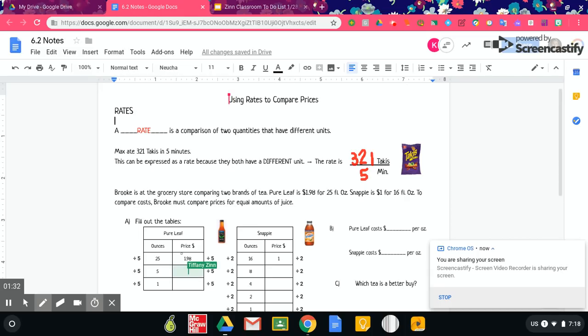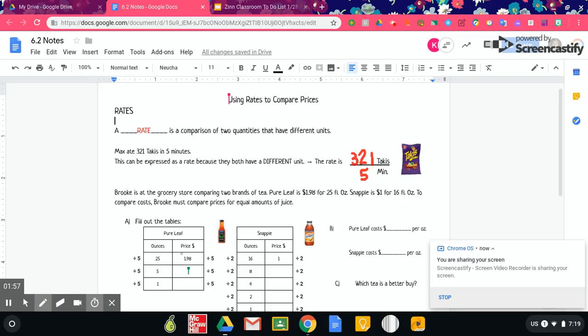So to fill out the table, I've already started it. You've got 25 ounces right here and then $1.98 right here. The easiest way to break it down to get 25 to 1 is to keep dividing it by 5. So 25 divided by 5 is 5. I've already filled that out. 5 divided by 5 is 1. So basically, the X column is completely filled out. We just need to worry about the Y column, the input and output.